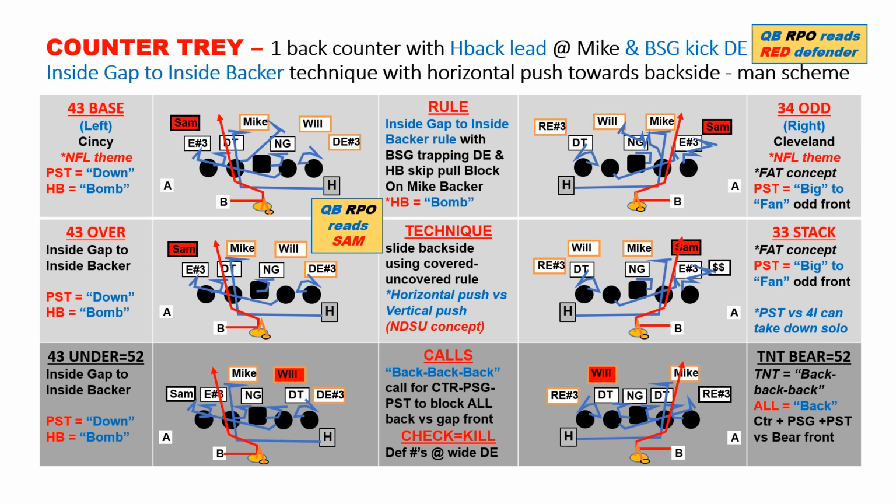O-line rule is all blocking down, blocking back, with the guard again flat pulling, using a me call for the puller, and the H using his bomb up on the Mike.